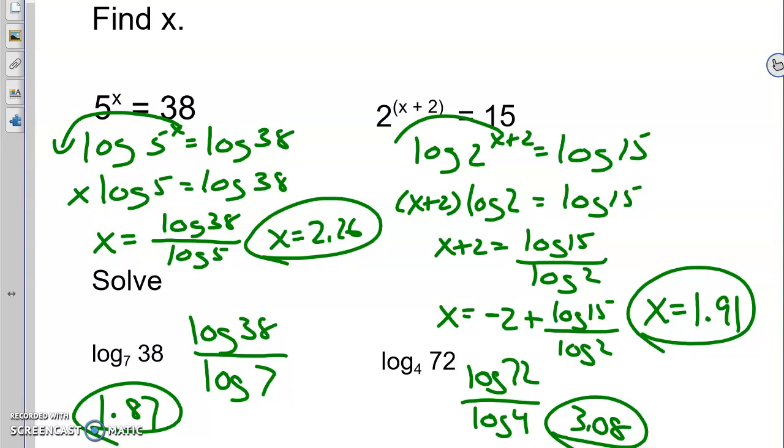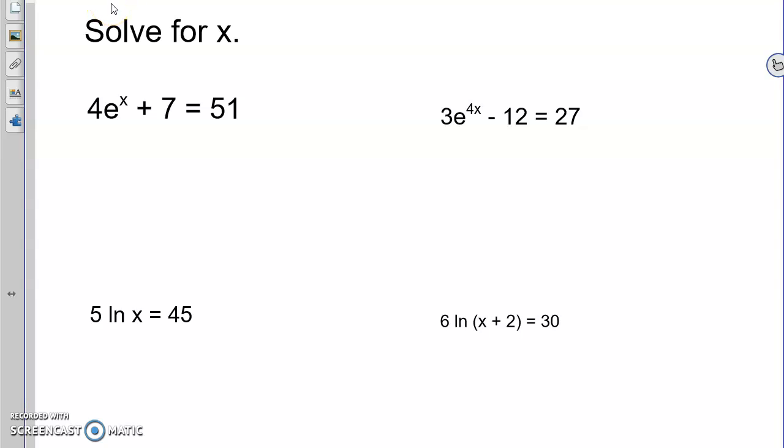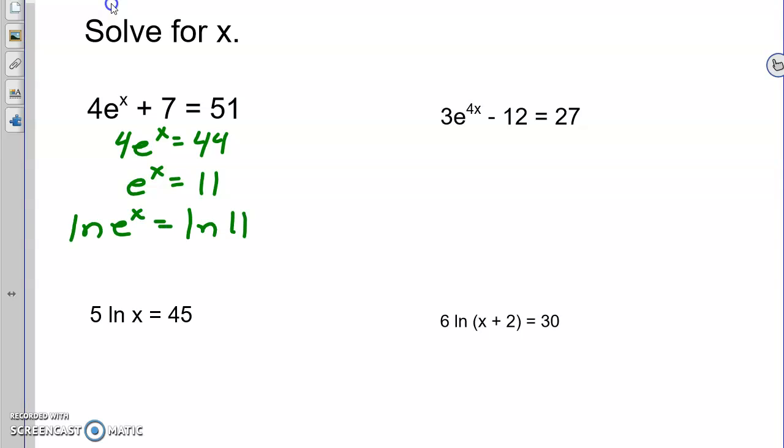Moving right along. Now we're going to be using e's and using ln's, or natural logs, to solve our problems. When you have an e, you're going to use a natural log. When you have a natural log, you're going to use an e. So obviously here we have to get the e alone first. So 4e^x equals 44, and e^x equals 11. And now I do the natural log of e^x equals the natural log of 11. When you take the natural log of e, you're just left with your exponent. x equals the natural log of 11, and your x is 2.40. Remember, we're always rounding to the nearest hundredth.